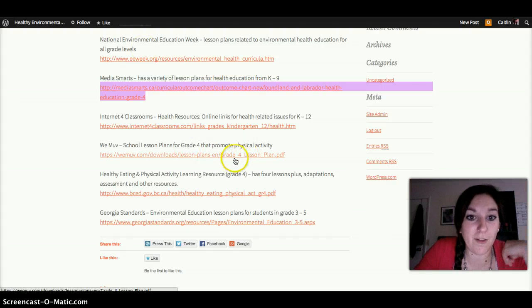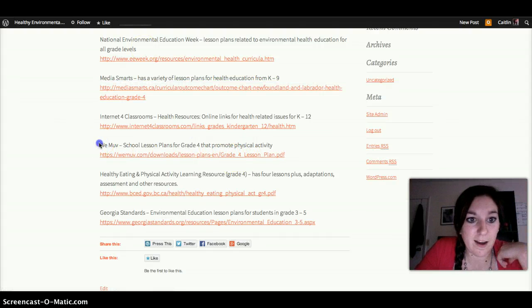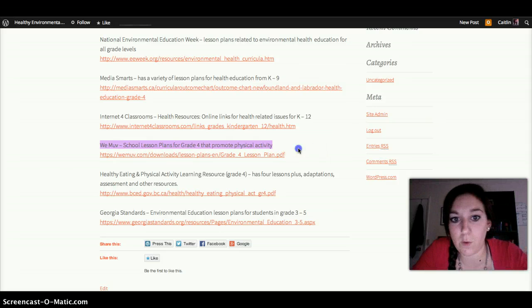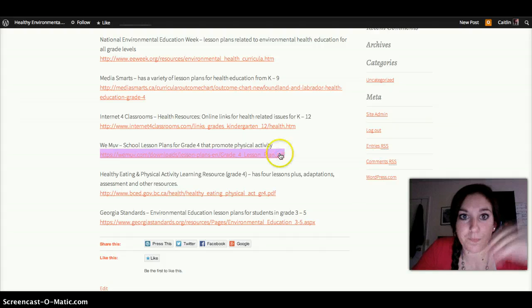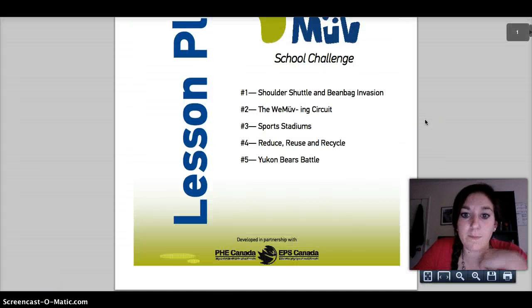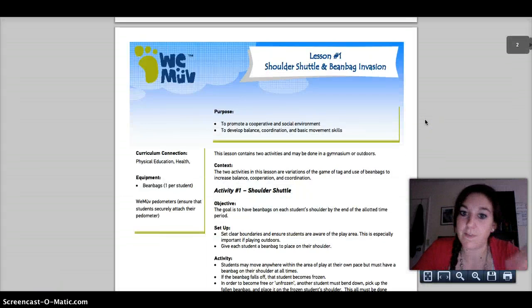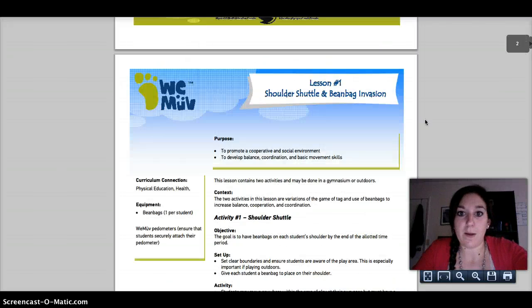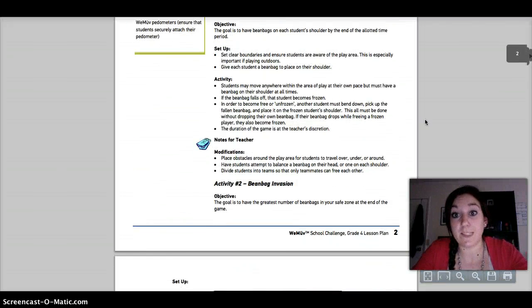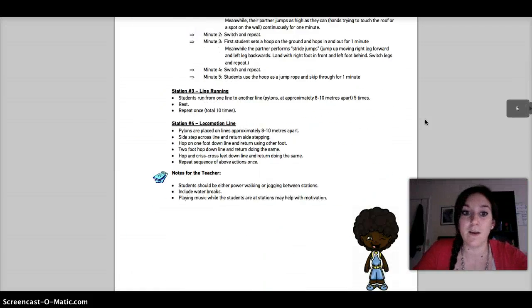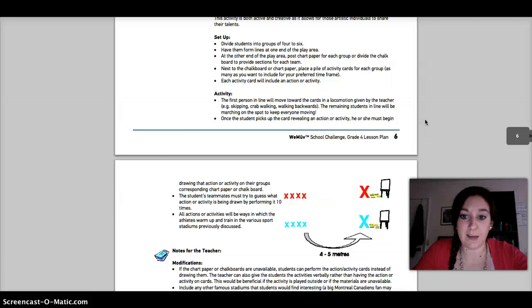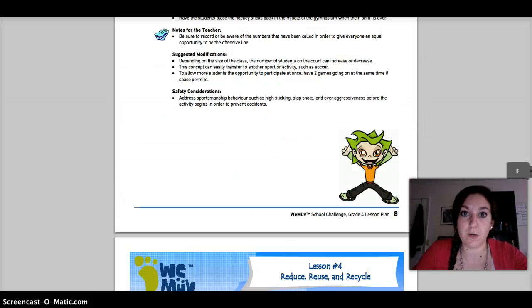Another grade 4 health resource that I liked is this one here. We Move school lesson plans for grade 4 that specifically promote physical activity. I really liked this one. This is the one where I got my idea for the phys ed health one. Again, there are a bunch of phys ed, health, and environmental science health goals throughout this whole PDF document. Great resource, especially for grade 4.